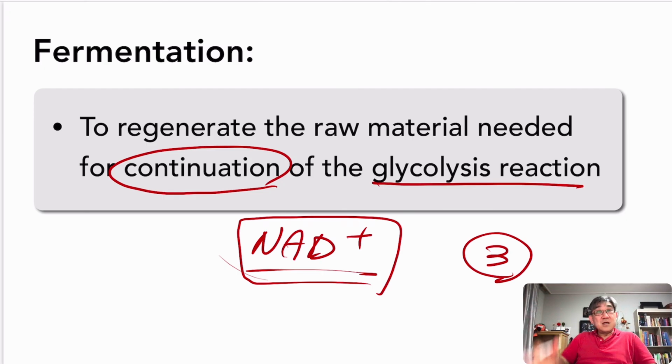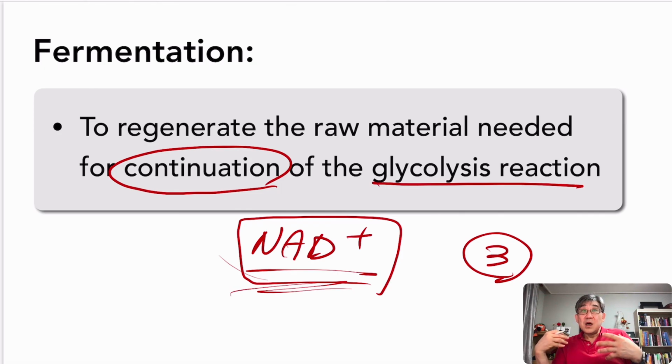But under such anaerobic condition, the second and third stage of this reaction is entirely shut off. So there is no way you can get this supply of NAD plus. So you have to oxidize your original NADH, whatever you have, to continue on this glycolysis. It is not any kind of optional thing.